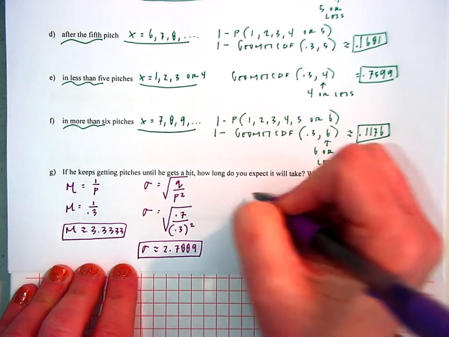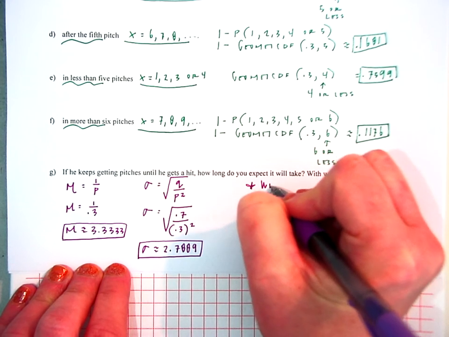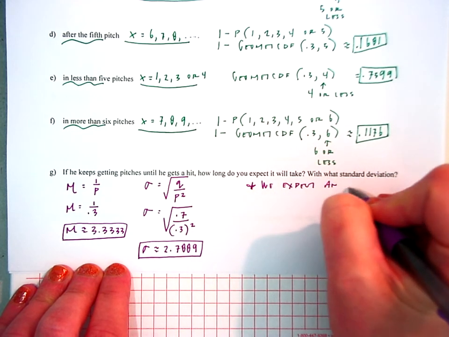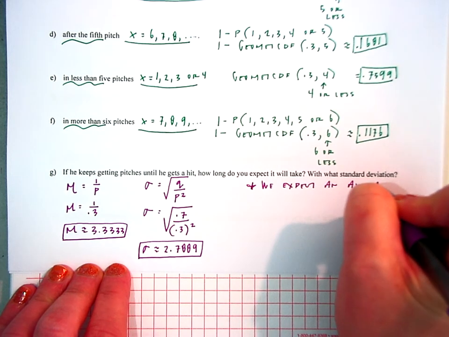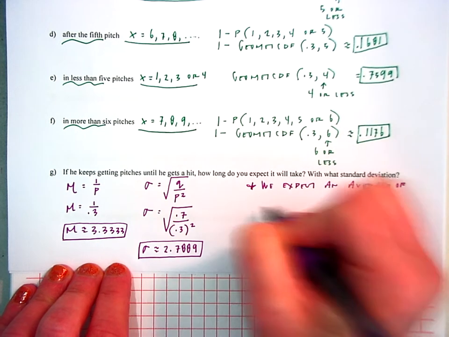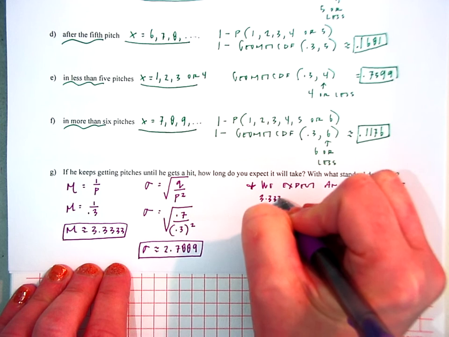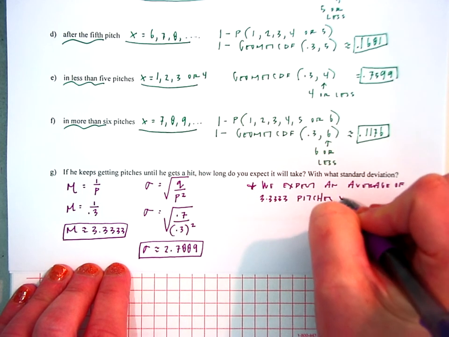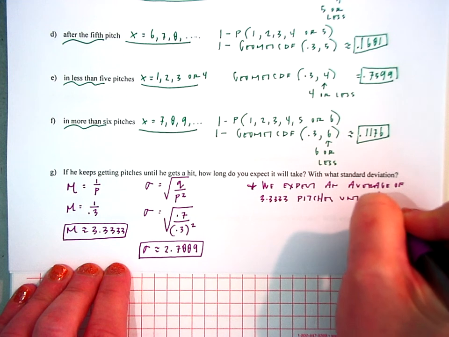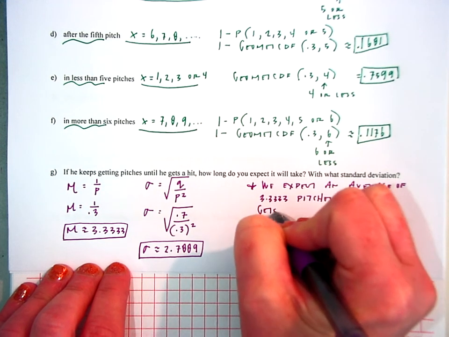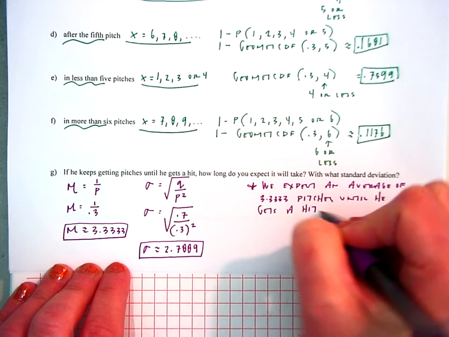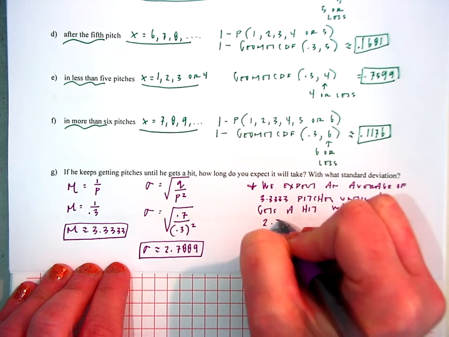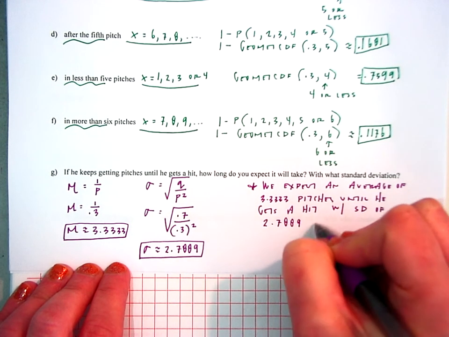Okay, so then adding the context, we'd say, well, we expect an average of 3.3333 pitches until he gets a hit with a standard deviation of 2.7889 pitches.